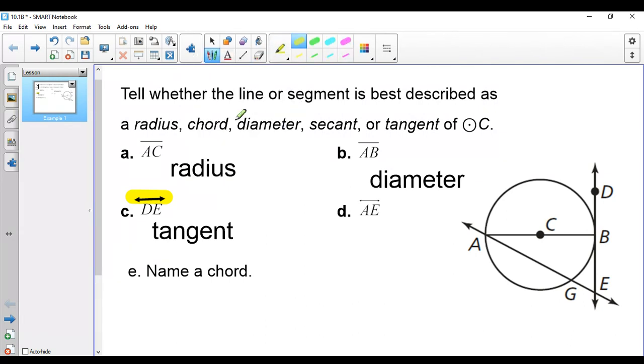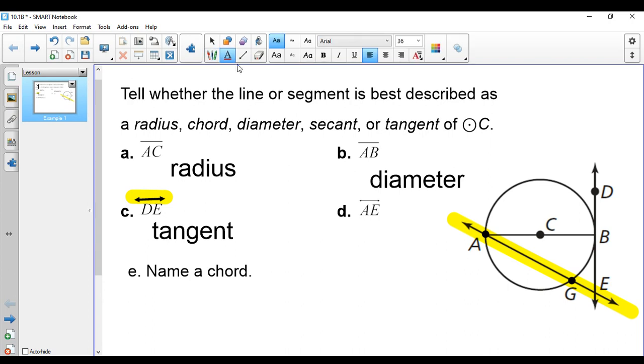All right, letter D is line AE. So line AE goes through A and goes through E, but also continues on forever. So line AE appears to hit the circle at point A, and then it also hits the circle at point G. So because line AE hits the circle twice at point A and G, that means that it is a secant line.